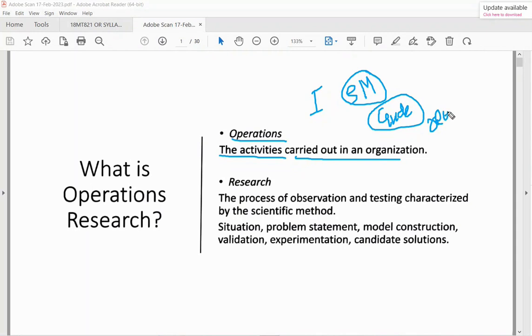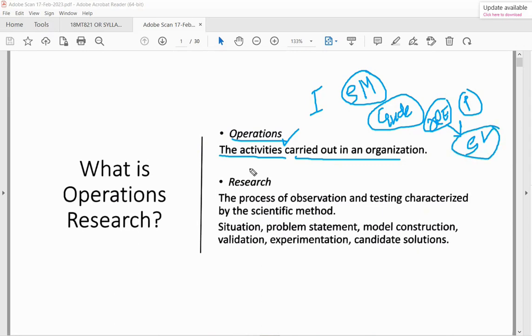From this ore, we need to extract steel. Is it possible to directly extract steel from this ore? Not at all, because it involves multiple processes. These multiple processes are themselves what? Activities. Because a number of steps must be carried out to get steel as an outcome.